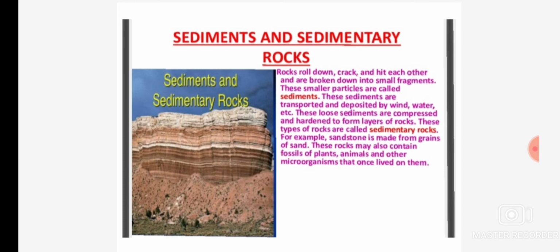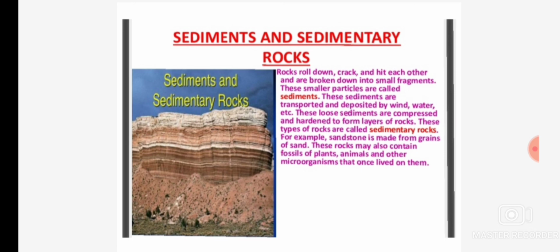How are they formed? They get compressed by the upper layers, get hardened and get converted into sedimentary rocks. Sandstone is an example of sedimentary rock. You all must have seen or heard about the Red Fort in Delhi, that is made up of red sandstone. And sandstone is what type of rock? It is a sedimentary rock. These rocks may also contain fossils of plants, animals, and other microorganisms that once lived on them. That was about the sedimentary rock.